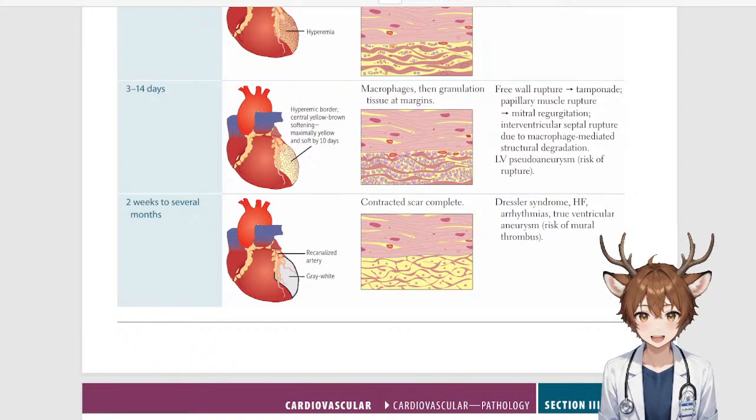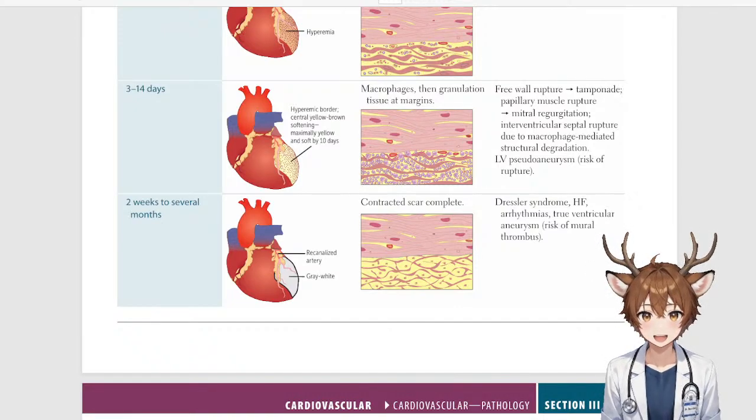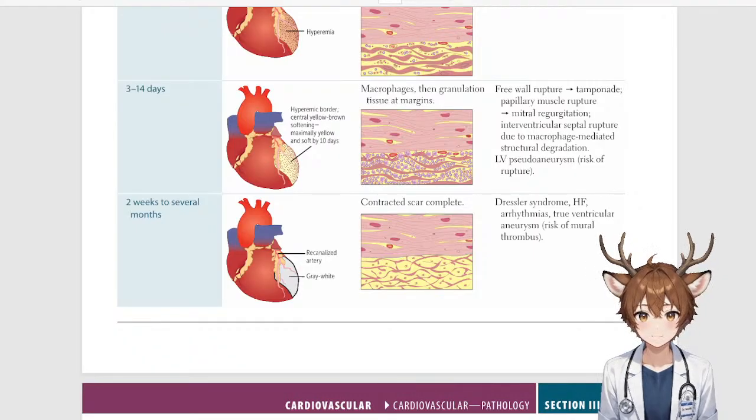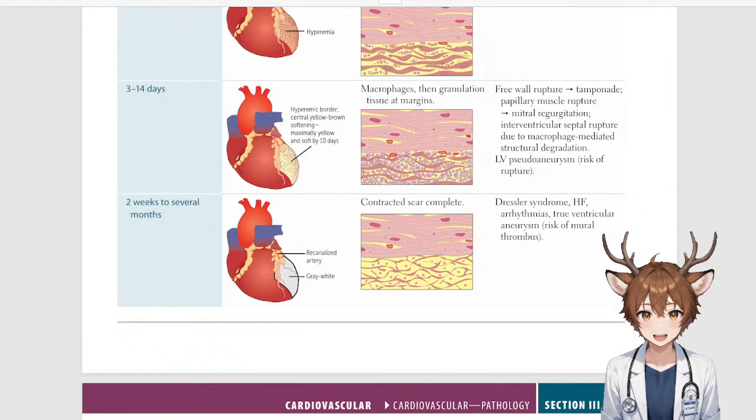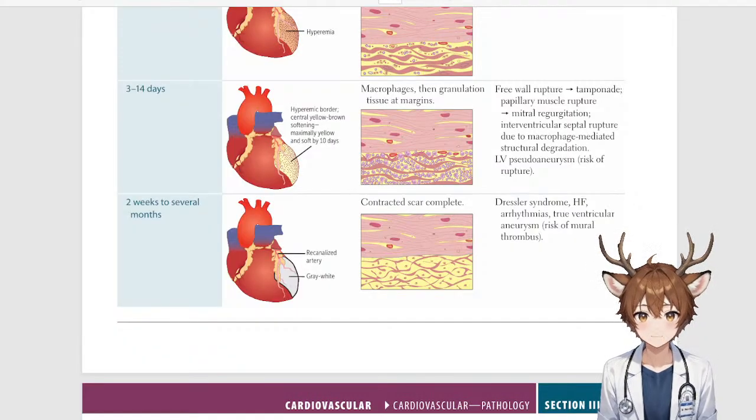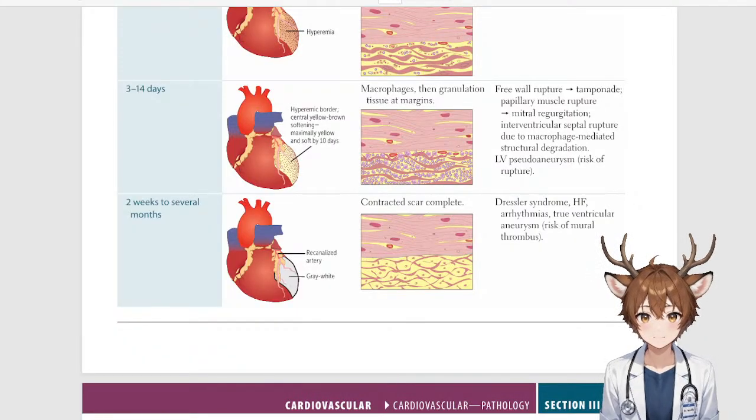And your book says Dressler syndrome as well. I think Dressler syndrome is just a different name for the same thing. My book says post-cardiac injury syndrome. I think Dressler syndrome is the same thing. Let me just confirm.